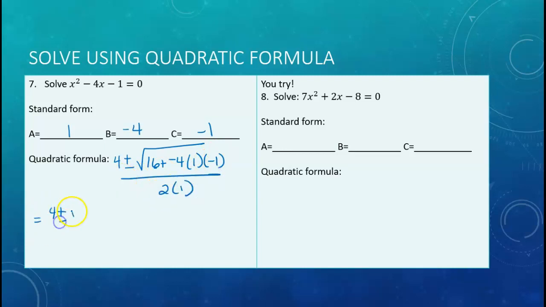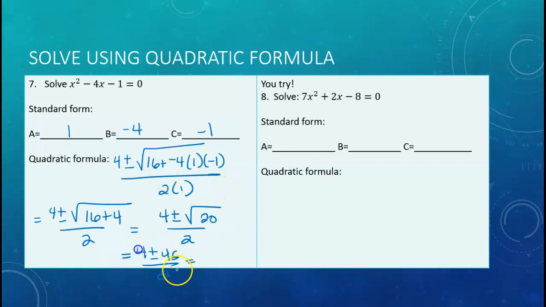This becomes 4 plus or minus the square root of 16. Negative 4 times 1 times negative 1 is positive 4, all over 2. And so this becomes 4 plus or minus the square root of 20, all divided by 2. And then this becomes the square root of 20, which is 4.5. And then 4 plus 4.5, and hit enter, and then divide by 2. That becomes 4.3. 4 minus 4.5 and divide by 2. That becomes negative 0.3.